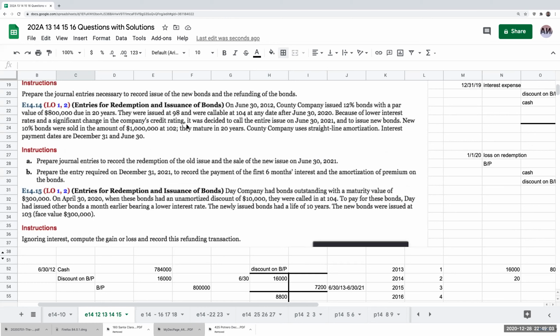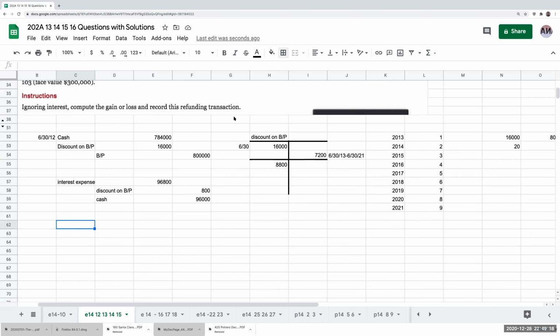So here, they decided to call the entire issue on June 30th and to issue new bonds. The cost to me to redeem the old bonds was going to be 104, or 104%. So the amount of cash that I'm going to be paying out is going to be the face value of the bonds, or 800,000 times 1.04, or $832,000.